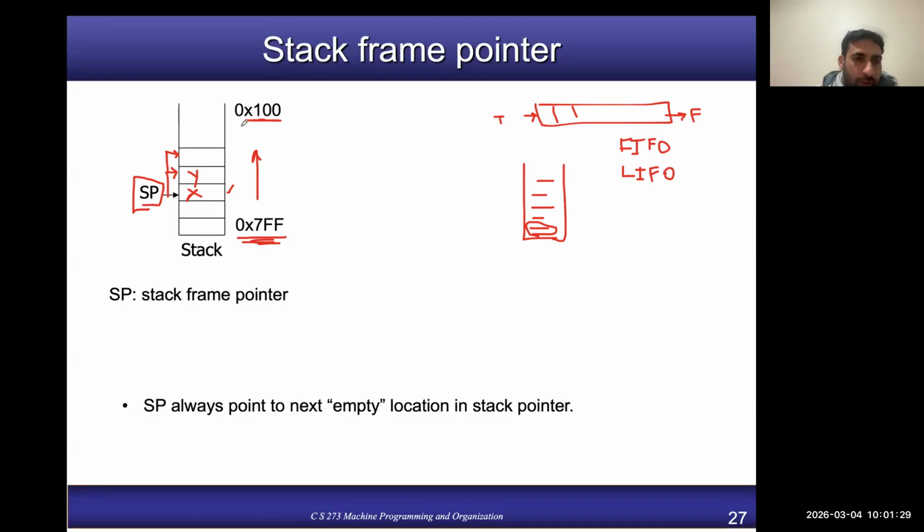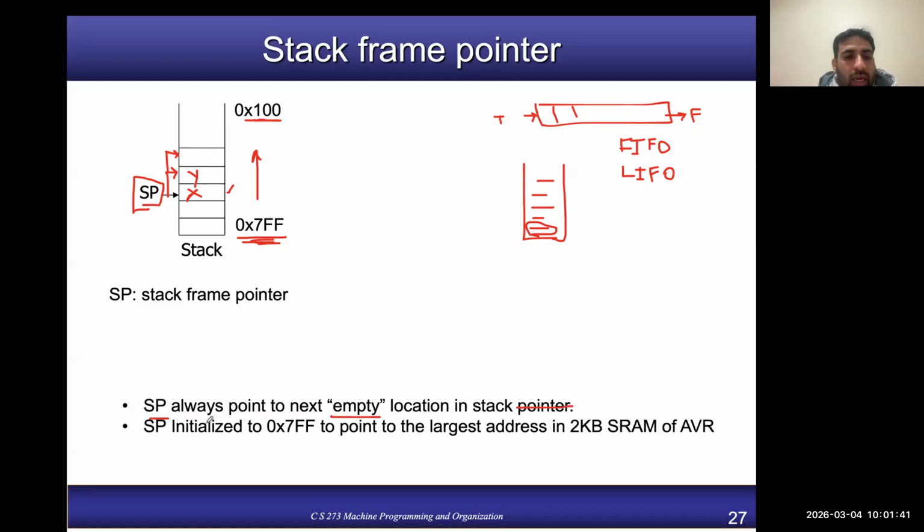Okay. So SP always points to the next empty location in the stack, and it is known as the stack pointer. The stack pointer is not initialized by default. You have to initialize it to the largest address, which is 0x7FF, and it points to the larger address in the 2 kilobyte SRAM of the AVR.